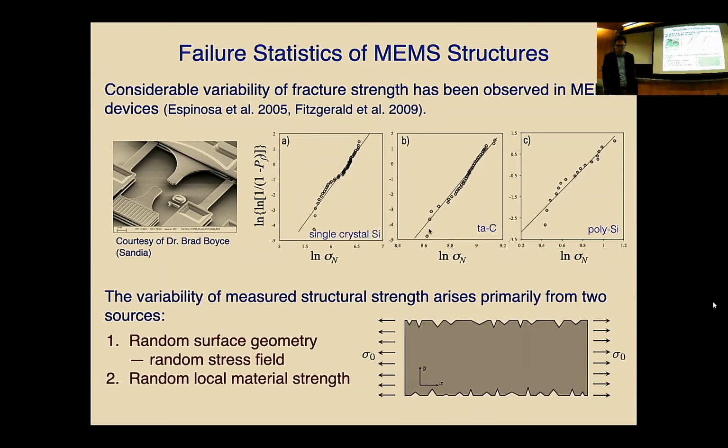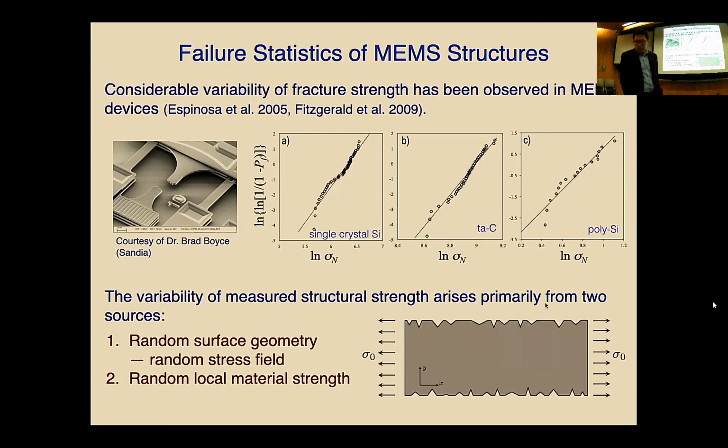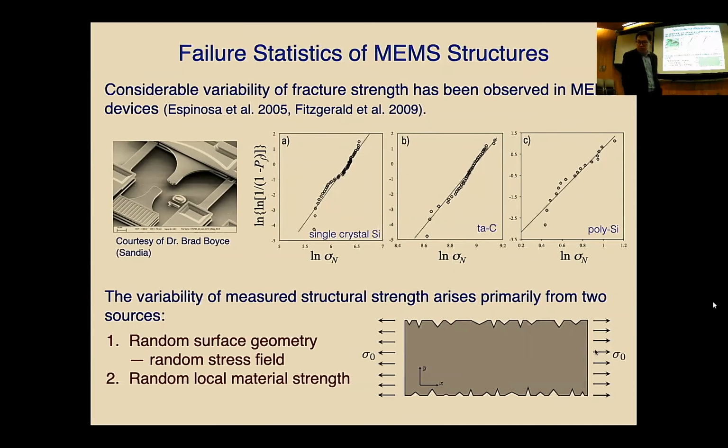It was believed that the variability of the strength of the MEMS device arises from two sources. One source is a random surface geometry. If you really zoom into the sidewall geometry of the dog bone specimen, you see they are not smooth. They look something like that. You have a lot of grooves, and that's a natural consequence of the fabrication process. Once you have surface grooves, even if I apply a deterministic far-field stress sigma_0, the stress field inside the specimen is totally random, because the geometry of the grooves is random and there is no control of that randomness.